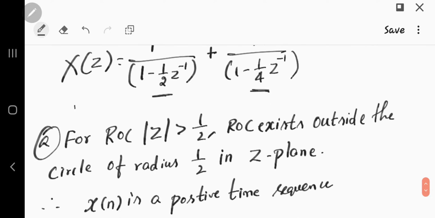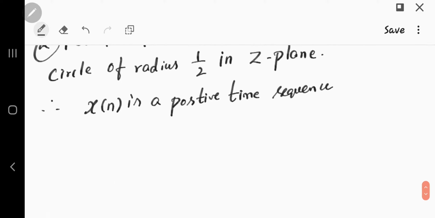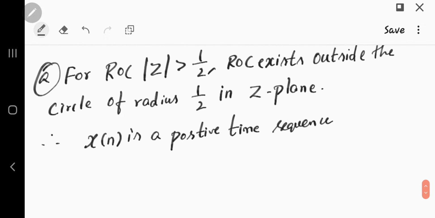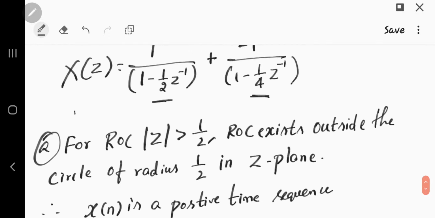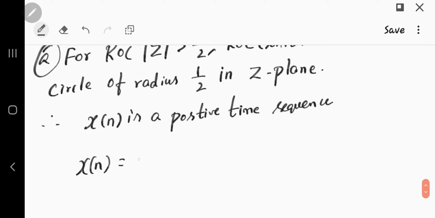Looking at this, we have 1 divided by 1 minus 1 by 2 z inverse, minus 1 divided by 1 minus 1 by 4 z inverse. Now if you take these coefficients 1 and minus 1 out, if you compare this, it is very similar to alpha to the power n into u of n. So that means in place of alpha we have 1 by 2. So x of n is equal to 1 into 1 by 2 to the power of n into u of n.